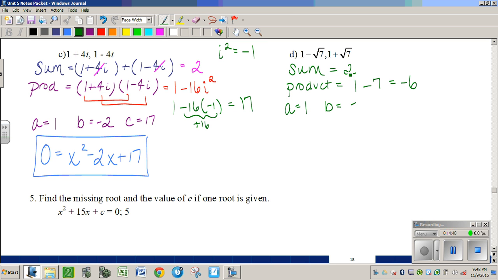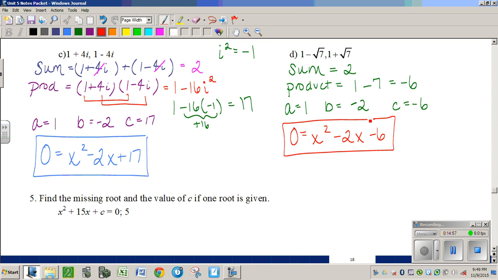The b value, if our sum is 2, that means our b value is negative 2, and we have a c value of negative 6. So we get 0 equals x squared minus 2x minus 6. Okay?